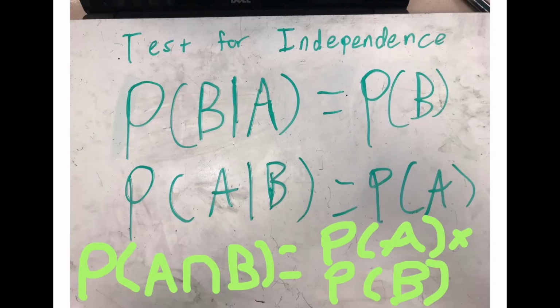If you want to find out if two events are independent, there are actually 3 ways of figuring it out. You could check to see if P of B given A is equal to P of B, or P of A given B is equal to the probability of A, or the probability of A and B is equal to the probability of A times the probability of B. And those are the 3 ways to figure out if two events are independent.